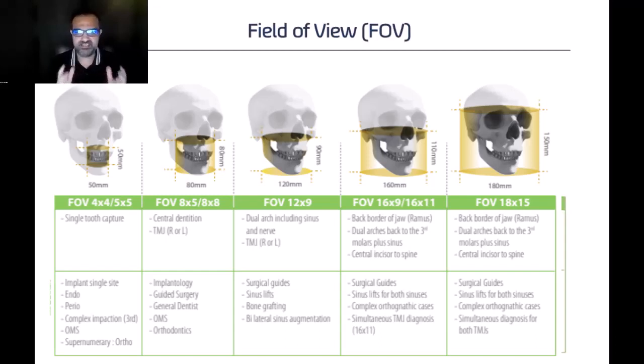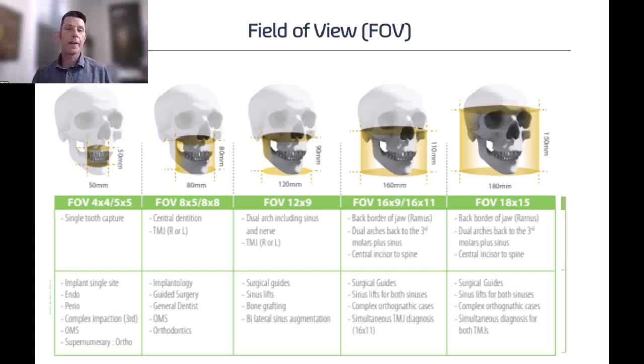So a 12 by 9 will capture a significant portion of the maxillofacial structures, good enough for a practice to basically delve into implant therapy in both arches. And you want to, again, I can't stress this enough, you want to take what's absolutely necessary. There's no point in, if you're looking for a single implant therapy, a 4x4 or 5x5 should suffice. That's all the information you need, as opposed to taking a 12 by 9 for a single implant therapy.